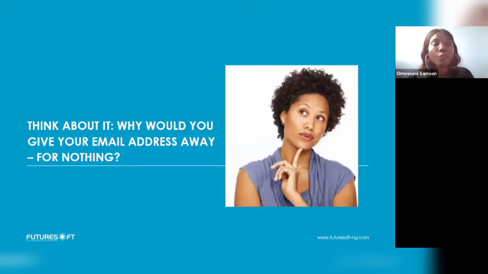I have addressed this earlier. For me personally, it doesn't work. I don't drop my email address, especially when I know that it's just another newsletter sign up. There should be so much more for me. You need to entice me, and it's not just about getting my email address at the end of the day, because after you get my email address, you still have a lot of work to do.